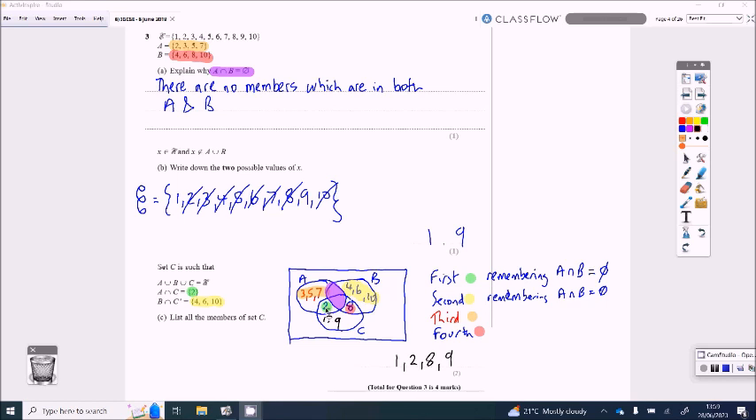Next thing I've done is the bit in yellow. This means it's in B and not in C. It's in B and not in C. So given that this bit is excluded, B and not in C has to be this area here. B not in C, so that's my 4, 6, and 10.